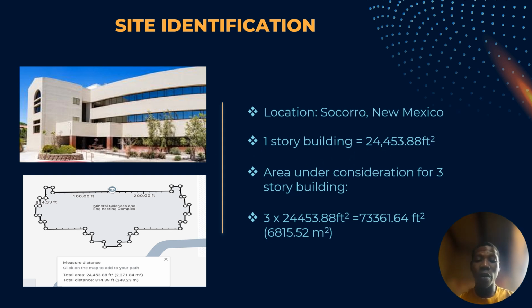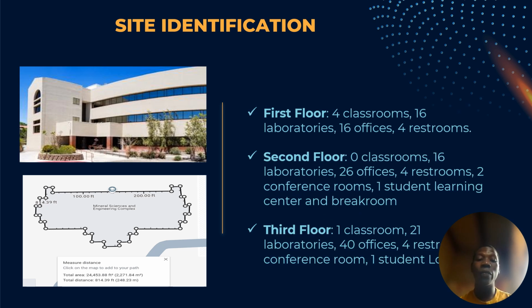It's a three-story building, with each one-story having a capacity of 24,400 square feet, so we multiply by three to give us the total. The first floor is made of 4 classrooms, 16 laboratories, 16 offices, and 4 restrooms. They are all quite similar to the other floors, the second and third floor, with just a variation in numbers.